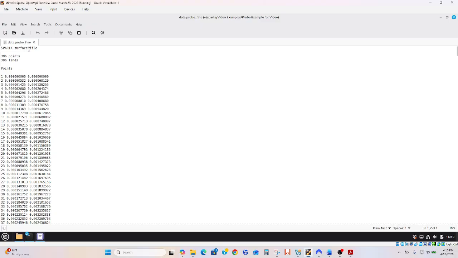And the whole structure of the SPARTA surface file we talked about in the last video. And again, you just got to declare how many points, how many lines, and then you got to have an index number for every point, and then the XY coordinates.